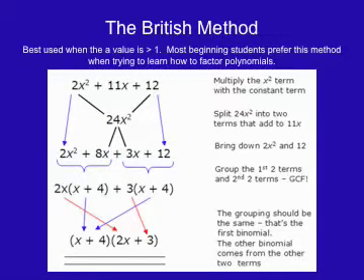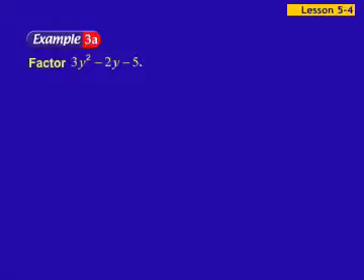So we split that 11x into 8x plus 3x, and then we group just like we did in a previous example. When we look at the first group, we can factor out a 2x, and the second group, we can factor out a 3. That nicely leaves us an x plus 2 in both terms, and again, we would factor that out, and the result is x plus 4 times 2x plus 3. So here's an example that you can try.